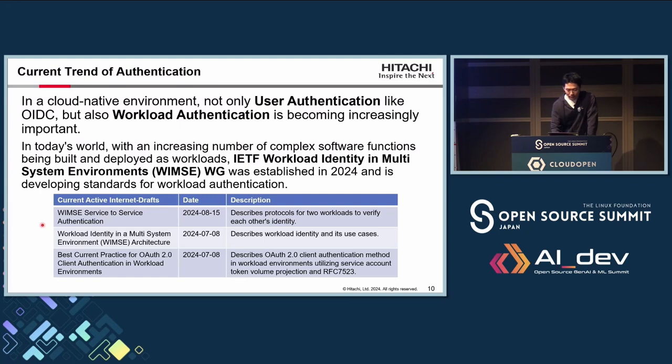First, WIMSE service-to-service authentication, published on August 15th, describes protocols for two workloads to verify each other's identity. Workload Identity in a Multi-System Environment Architecture, published July 8th, describes workload identity and its use cases. Best Current Practice for OAuth 2.0 Client Authentication in Workload Environments, published July 8th, describes the OAuth 2.0 client authentication method in workload environments utilizing service account token volume projection and RFC 7523. That is the JSON Web Token profile for OAuth 2.0 client authentication and authorization grant.